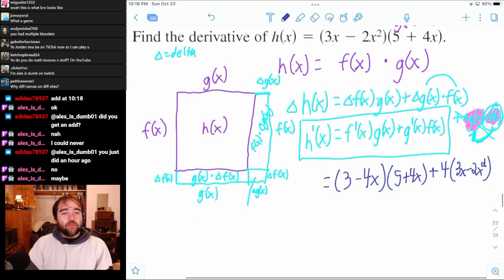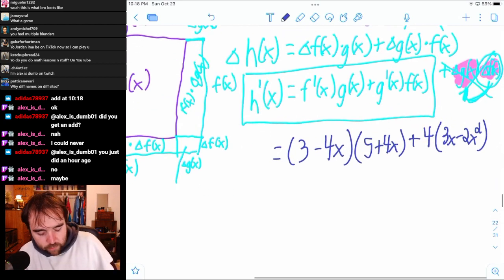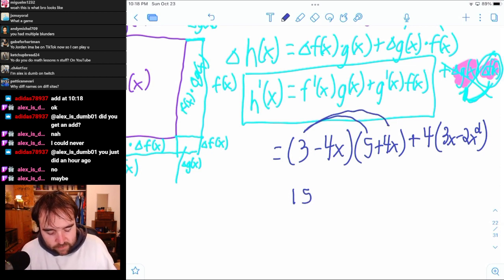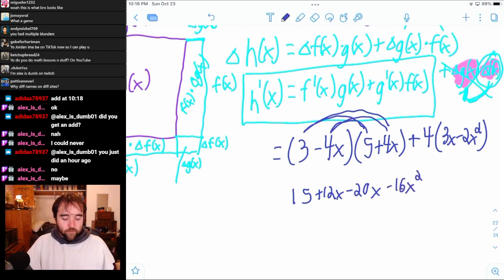And that's the derivative. From here, you probably want to simplify, which we will. So we're going to FOIL here, practice our Algebra 2 skills a little bit, or Algebra 1 skills, really. 3 times 5 is 15. 3 times 4 is 12x. Negative 4x times 5 is minus 20x. Negative 4x times 4x is negative 16x squared.